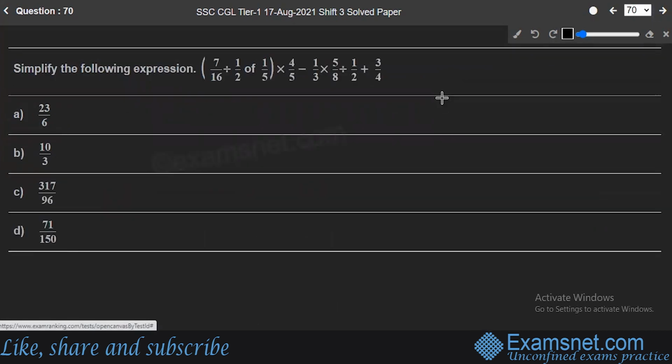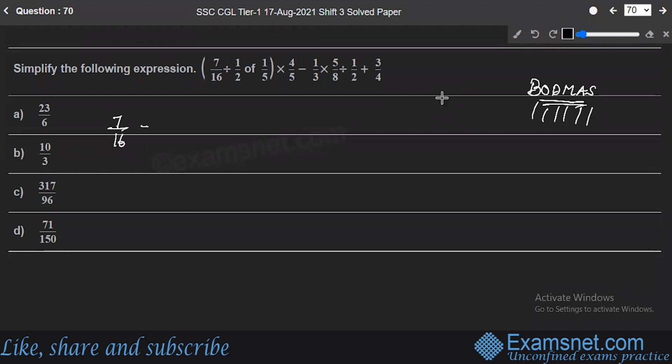Simplify the following expression. BODMAS will be our helper in this question. You can't solve this without the help of BODMAS. That is brackets, of, division, multiplication, addition, and subtraction. This will be the order of precedence in which the operations will be performed. First of all, you have 7 upon 16 divided by 1 by 2 of 5. That is 1 by 2 multiplied by 5, right? Of will be the first thing to get solved. So this will be like this, multiplied by 4 upon 5 minus 1 upon 3. Then the division will be performed first.